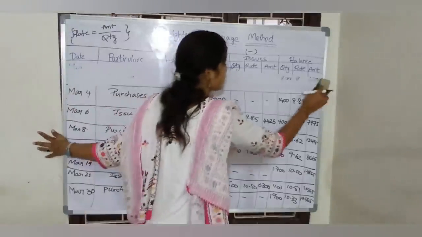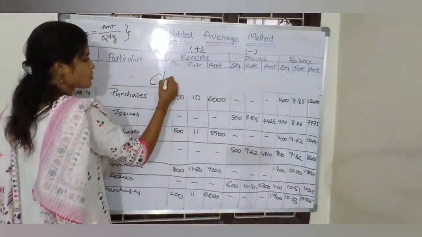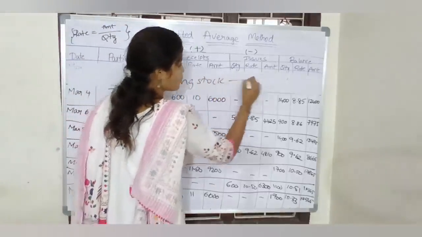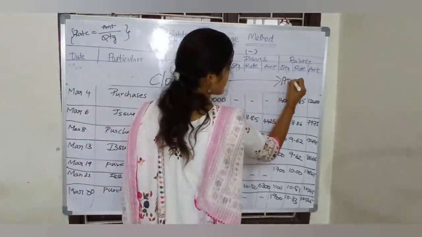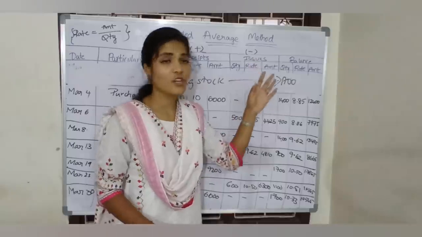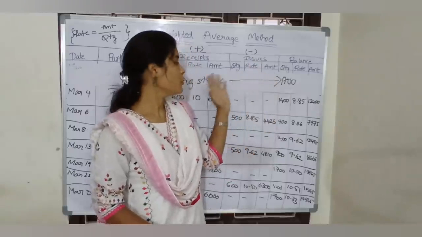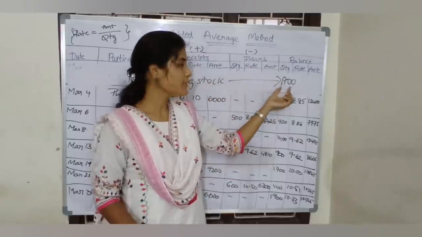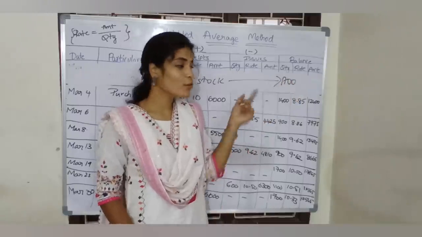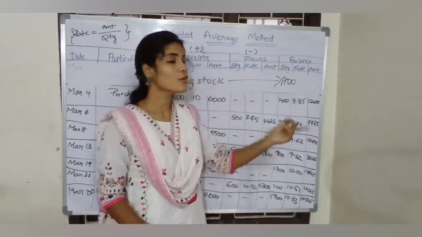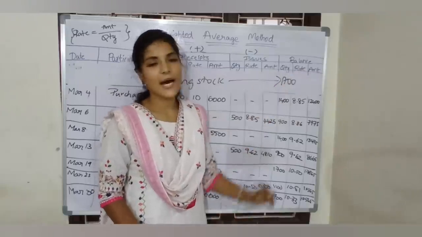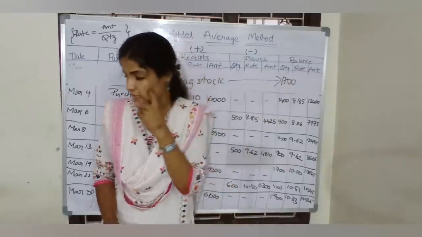At the last line, what do you need to do? Closing stock. Like this you need to write the closing stock. What is the quantity you have? 1700. In our previous explanation videos of LIFO and FIFO, the final closing stock quantity is 1700. Now also 1700. If you do this same question in simple average also, you should get 1700 as your quantity in your balance. Then only you have done the correct answer.